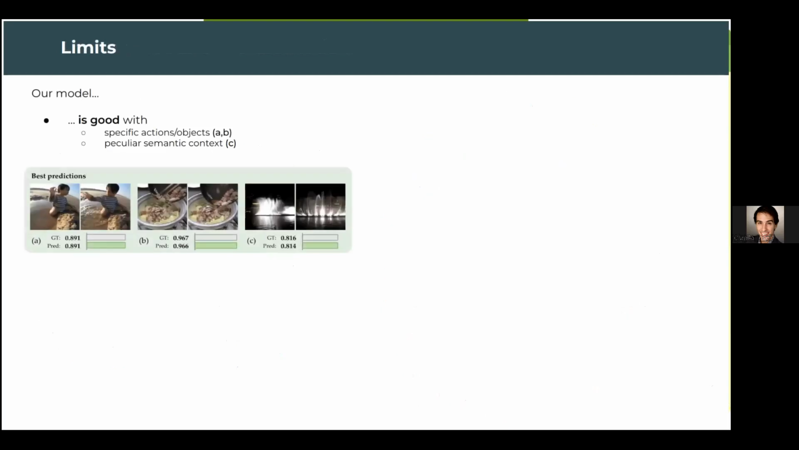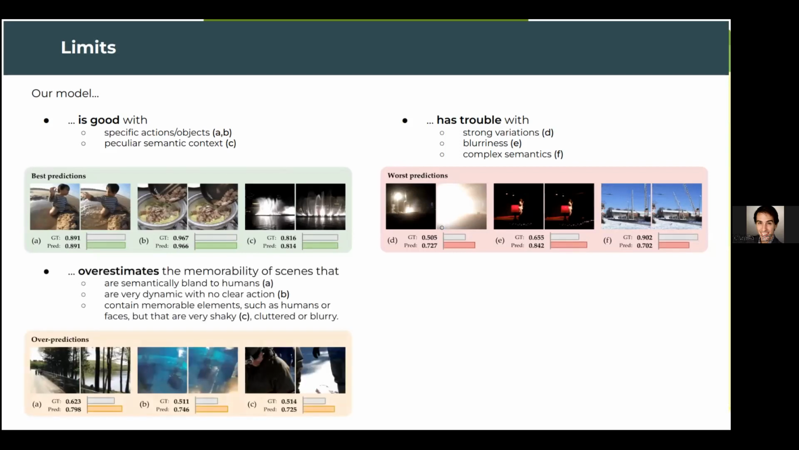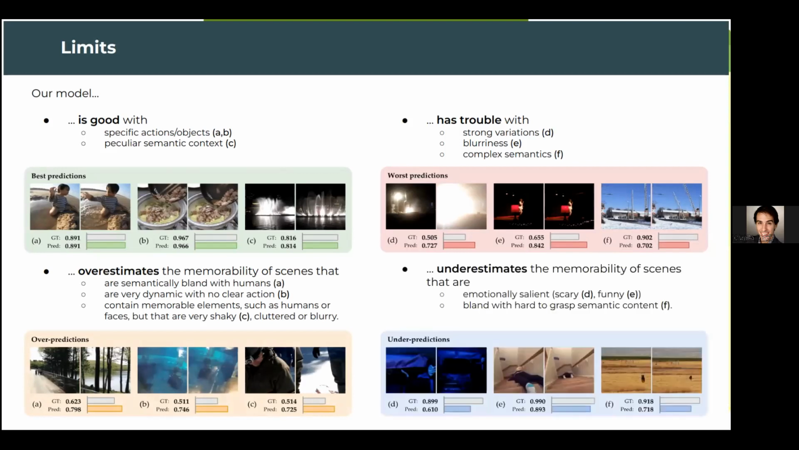Our model is particularly good for certain things like understanding specific actions or objects that tend to be memorable and gathering peculiar semantic context and utilizing that for its predictions. It usually has trouble with videos that have strong variations, lots of blurriness or complex semantics. It overestimates memorability of scenes that are semantically bland to humans or that are very dynamic with no clear action. And it underestimates the memorability of scenes that tend to be emotionally salient or particularly bland, very related to outdoor scenes that have no specific semantic content to look into.